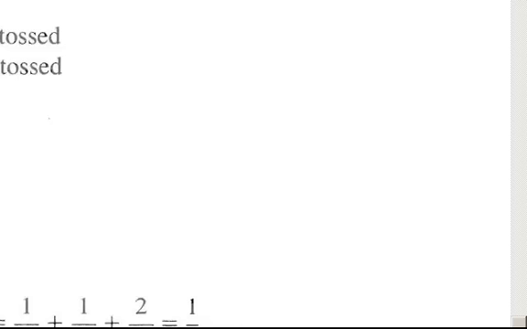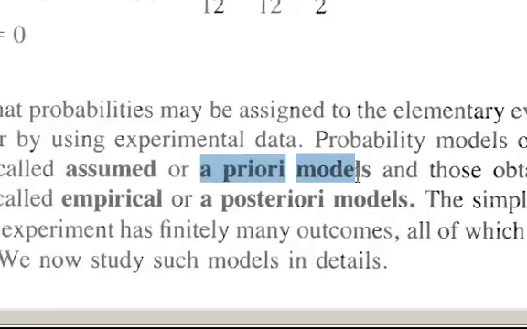We noted earlier that probabilities may be assigned to elementary events either by logical reasoning or by using experimental data. Probability models obtained by logical reasoning are called assumed or a priori models. A priori means before experiment or before experience. Those obtained from experimental data are called empirical or a posteriori models. Those are ones that are done after experiment.